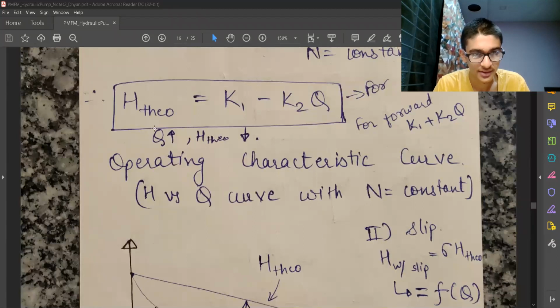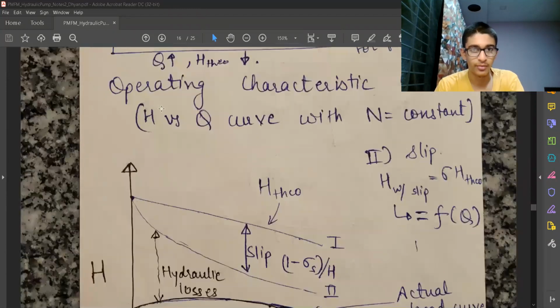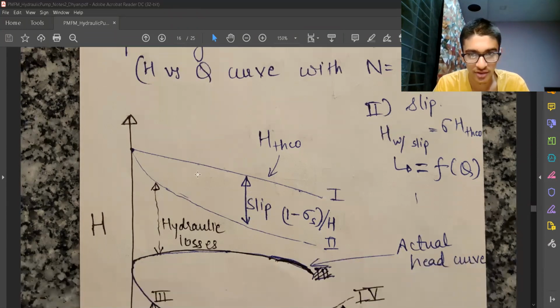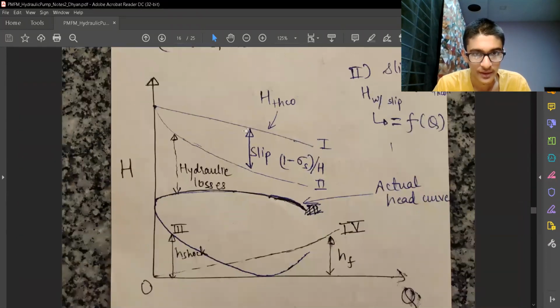So for backward blades, as we increase the discharge, H theoretical is going to decrease. So the operating characteristic curve, that is the H versus Q curve with N equal to constant, looks like this. So this is the theoretical head we have. And then there are other losses which are happening, the energy loss, which I will explain in the next video, which are going to change the nature of the curve.